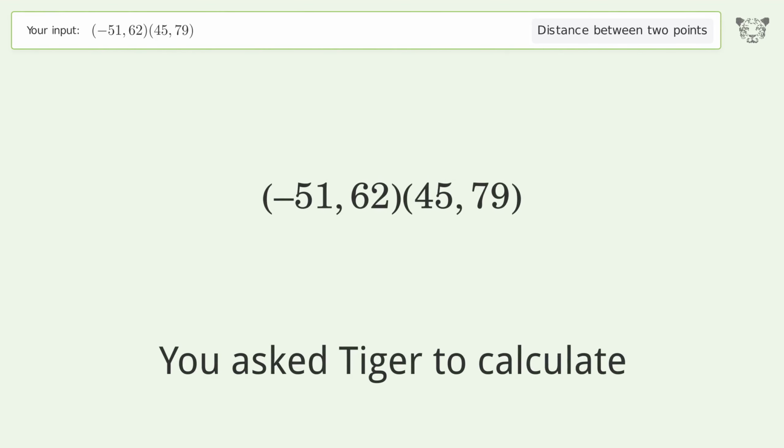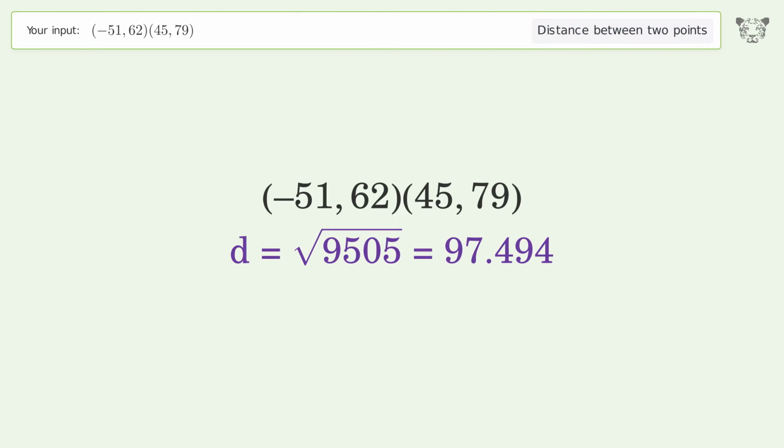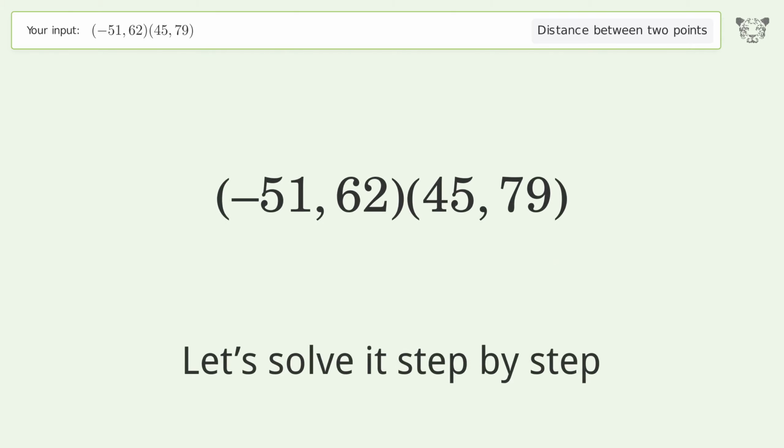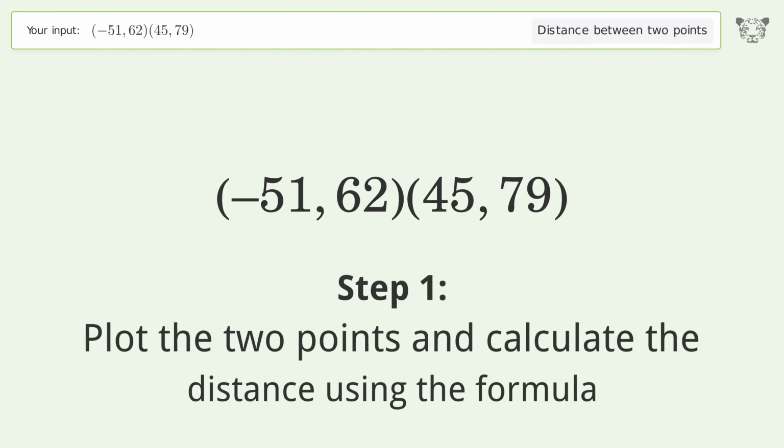You ask Tiger to calculate. This deals with the distance between 2 points. The distance between the 2 points is the square root of 9,505, or 97.494. Let's solve it step by step. Plot the 2 points and calculate the distance using the formula.